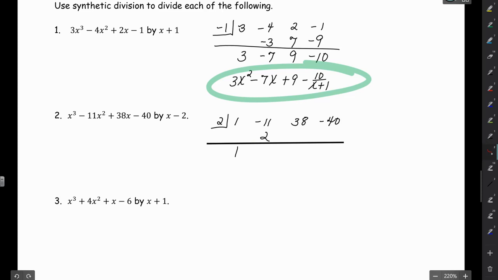Now we're going to add these two guys together. That gives me negative 9. Negative 9 times 2 gives me negative 18. It goes right there. Add these two guys together, that gives me 20. And then 20 times 2 gives me 40, goes right there. Add these two guys together, and that gives me 0.